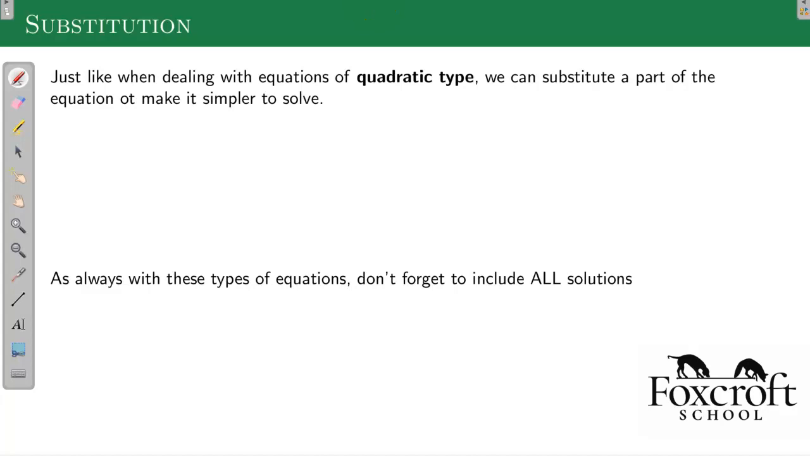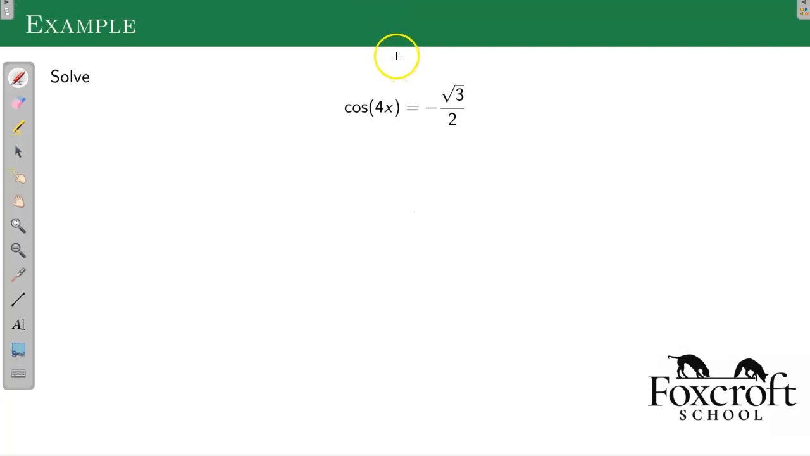All right, well, just like when we were dealing with equations of quadratic type, we can make our own substitution to create a simpler equation we know how to solve. When we did quadratic type equations, we did a substitution to turn it into just a quadratic that we could solve using the quadratic formula, factoring, whatever. We're going to do the same thing here. We want to use a substitution to make the problem simpler at first, and then go back and undo the substitution. Right now, this problem is more complicated than our normal trig expressions because there's a 4x on the inside instead of just an x.